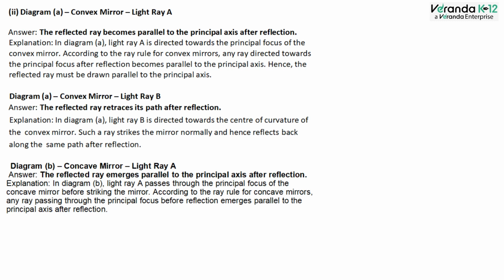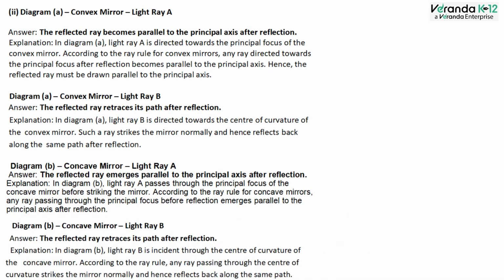Diagram B, concave mirror, light ray A. Answer. The reflected ray emerges parallel to the principal axis after reflection. Explanation. In diagram B, the light ray A passes through the principal focus of the concave mirror before striking the mirror. According to the rule for concave mirrors, any light ray passing through the principal focus before reflection emerges parallel to the principal axis after reflection.